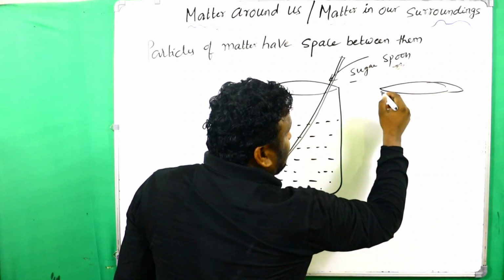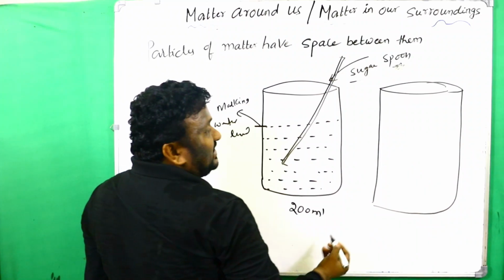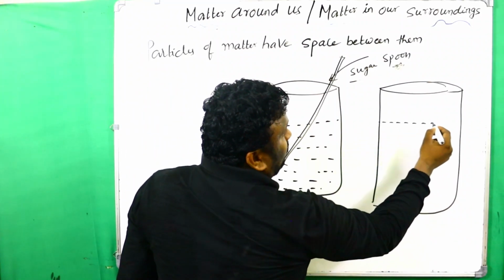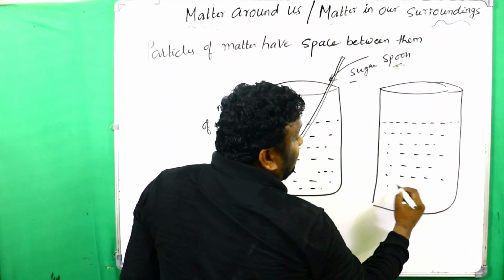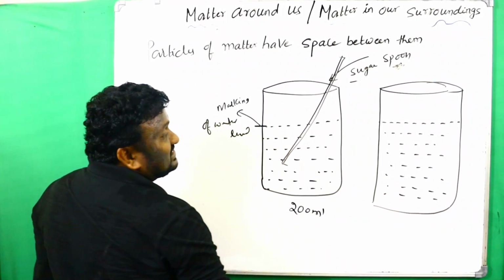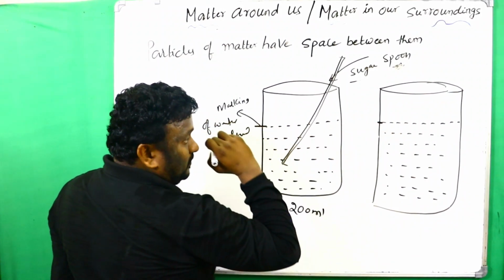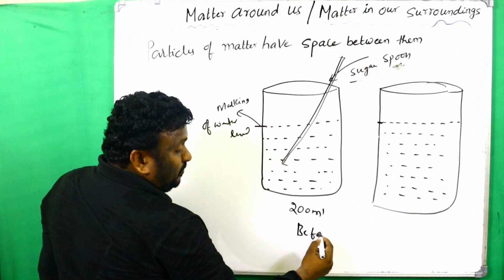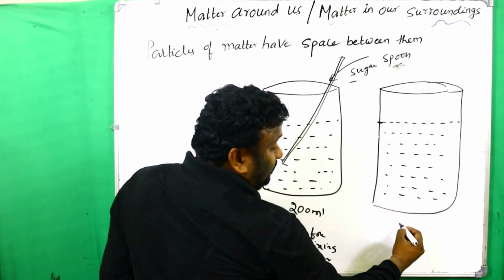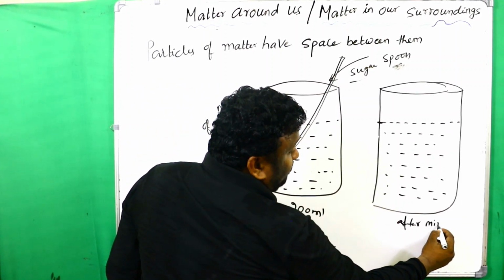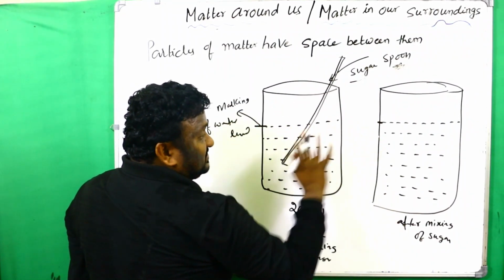if you are not disturbing the glass and water, you have to check whether there is any difference in the level of water in the beaker after stirring the contents with the glass rod. We have to check whether it is the same level or not, before mixing sugar and after mixing sugar. You can check the levels.